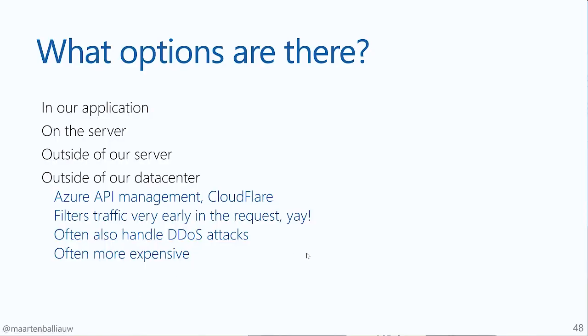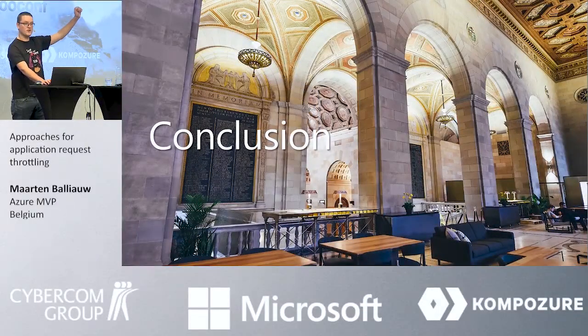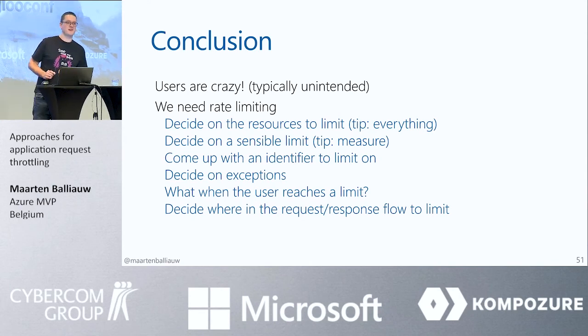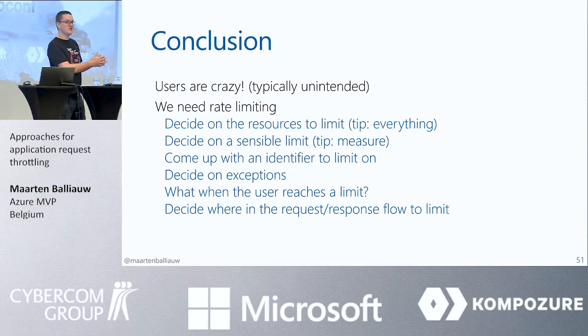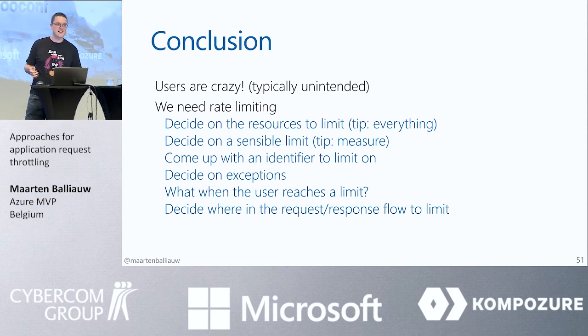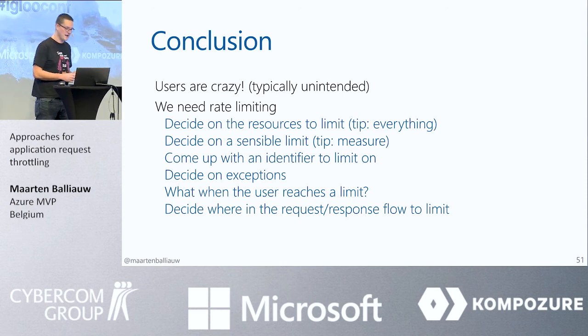With that, I have 1 minute left, and that's just enough for the conclusion. Everyone, what do you rate limit? Everything. Thank you. That's the main takeaway of this talk. Users are crazy, but unintentionally. They will hit your application, they will hit your forms, they will run probes against your application, things like that. You always need to rate limit, and as you said yourself, rate limit everything.